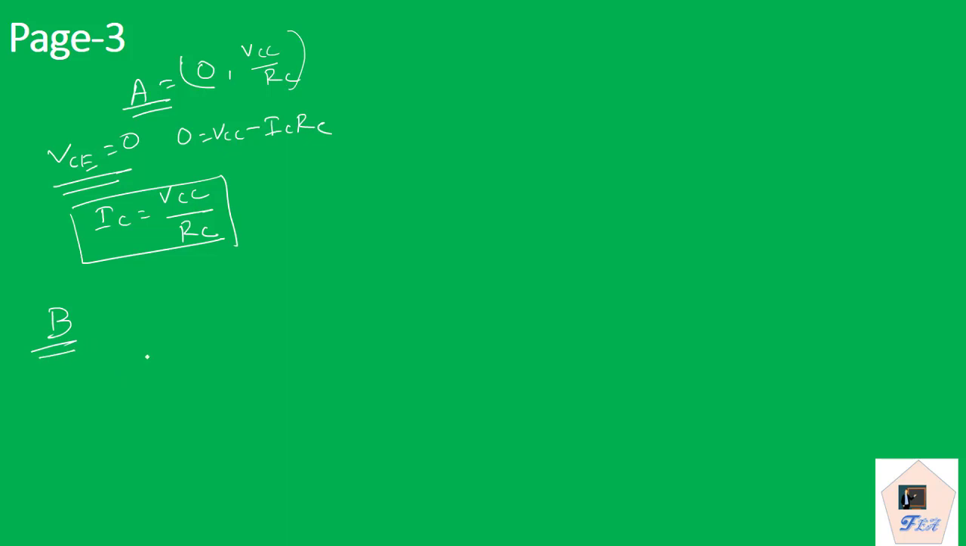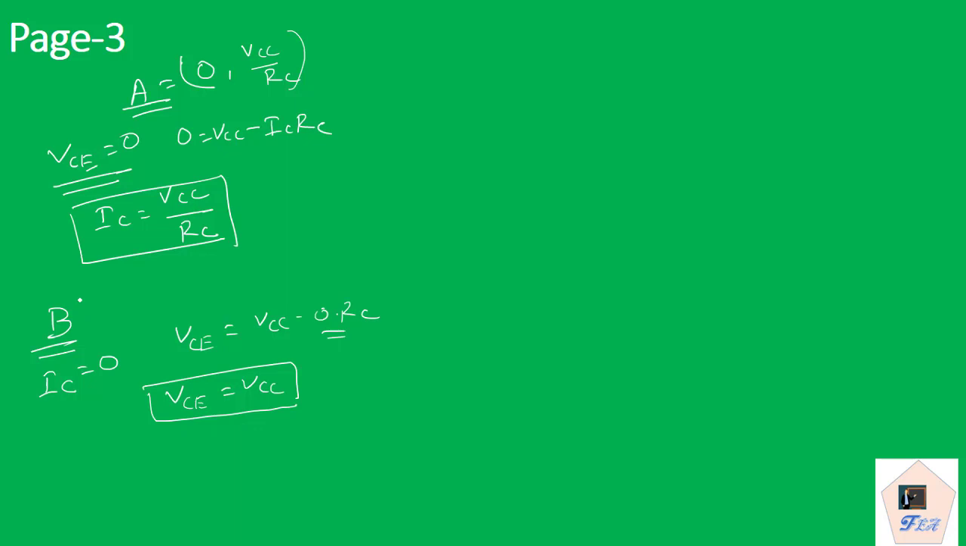Similarly for point B, let us consider IC equal to 0. So when IC equal to 0, what we obtain from equation 1 is VCE equal to VCC minus 0, because ICRC is 0 into RC. So that means VCE can have the maximum value VCC, and we obtain the maximum when there is no drop across the RC. That is the maximum value VCE can have.